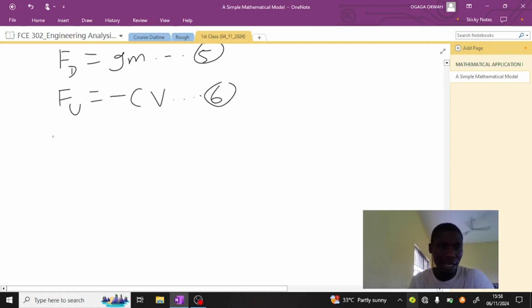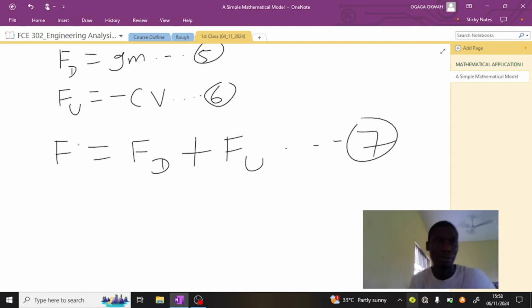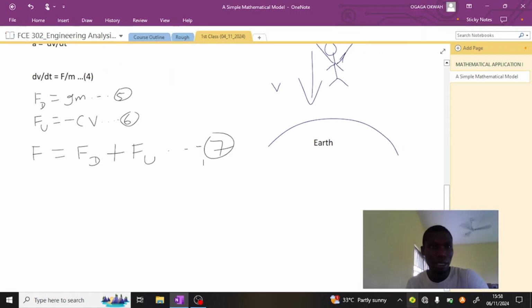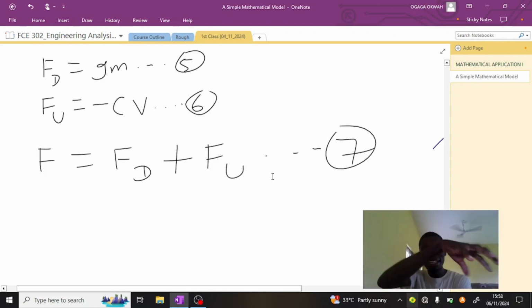We can write that as F equals Fd plus Fu. Call this equation 7. Okay, now please pardon how this looks. So we've gotten this now. We can take this and substitute back into equation 4.